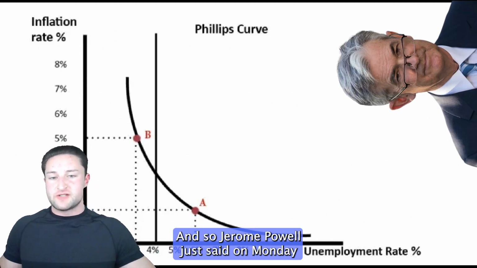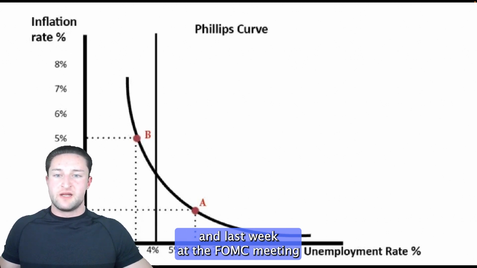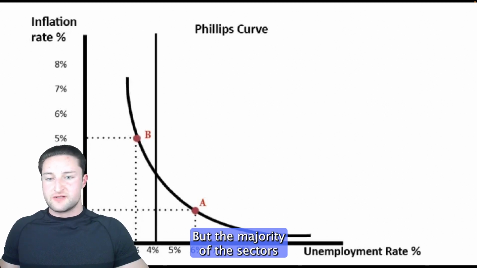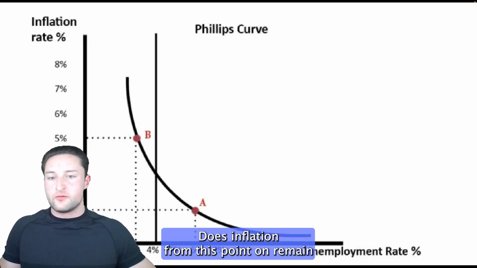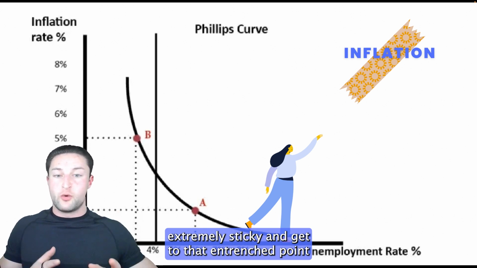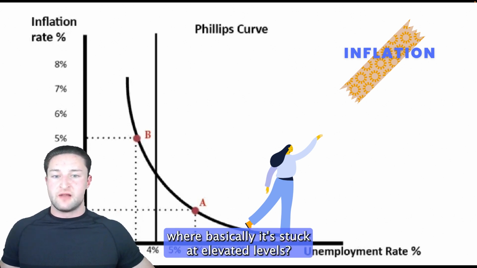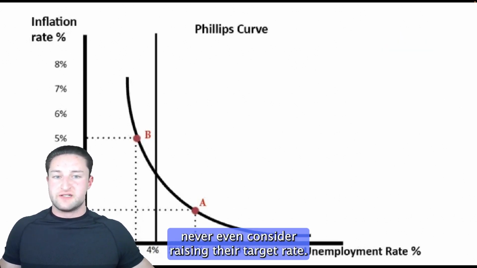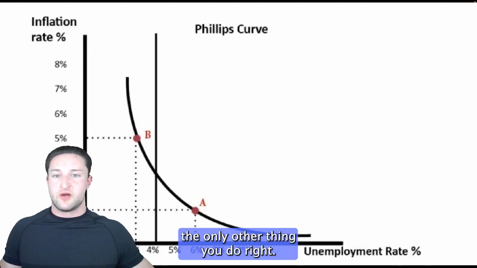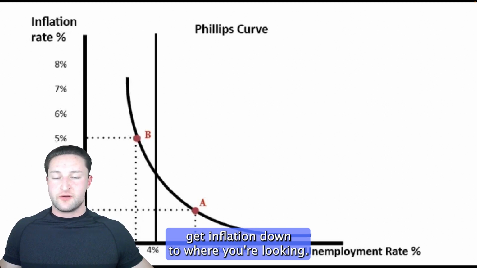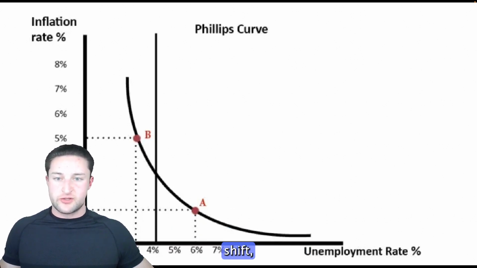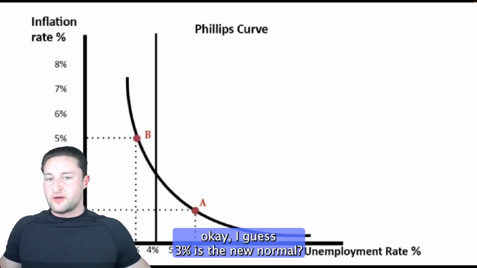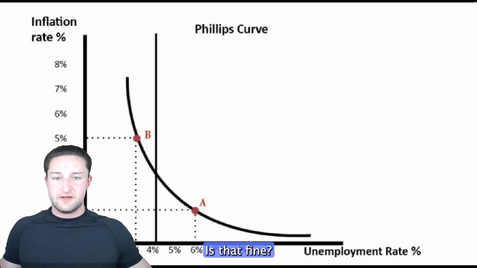And so Jerome Powell just said on Monday and last week at the FOMC meeting that they're starting to see disinflation in certain sectors, but in the majority of the sectors, they're not yet. Does inflation from this point on remain extremely sticky and get to that entrenched point where basically it's stuck at elevated levels? And when asked about this, the Fed and Jerome Powell said they would never even consider raising their target rate. That would ultimately be the only other thing you could do, right? If you can't ultimately get inflation down to where you're looking, and the labor market has a structural shift, and we're starting to get entrenched in higher levels of inflation, do you ultimately just raise your target rate and say, okay, I guess 3% is the new normal? Is that fine? They've said they're not going to do that.